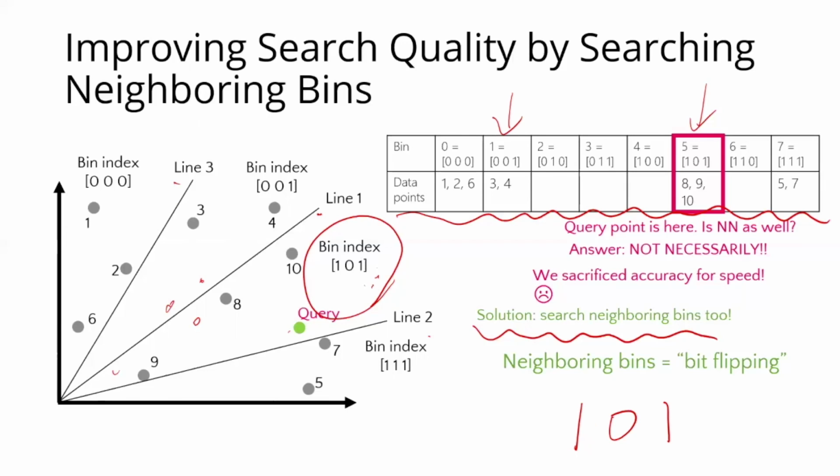Now, instead of the first bit, let me flip the second bit. Then it becomes 111, which is this bucket over here. Similarly, I'm going to flip the third bit, and as a result of flipping the bit, we have 100, which is this bucket over here. And converting from a binary bin index to an integer bin index is an easy conversion, right? So you can easily jump to the neighboring buckets by conducting bit flipping.